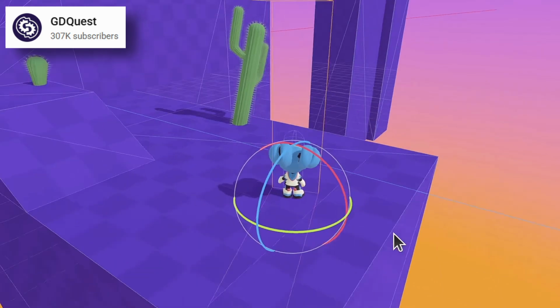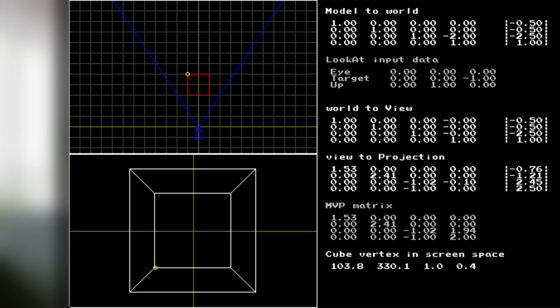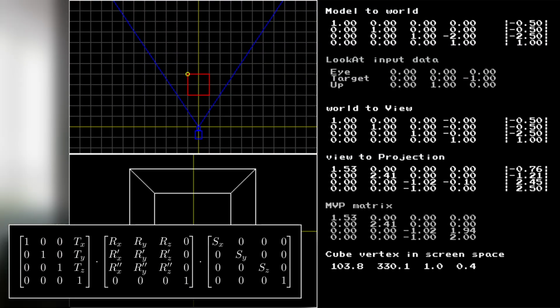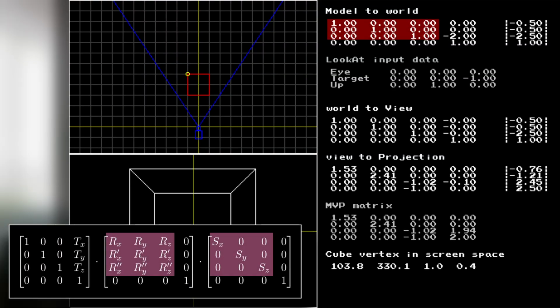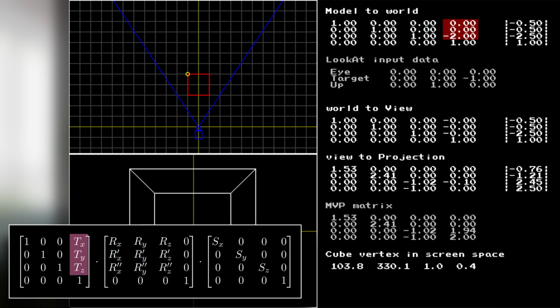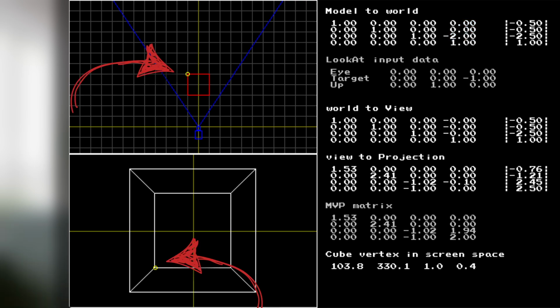That's what the model matrix does. It's a 4x4 matrix that combines rotation, scaling, and translation. Looking at the example on screen, you can see the model matrix has rotation and scale information in the upper left 3x3 block and translation in the rightmost column. We are going to follow the path of this yellow vertex. When I keep the cube in its default location, you can see that the vertex is at 0.5, 0.5, 0.5, which is exactly how we modeled it.